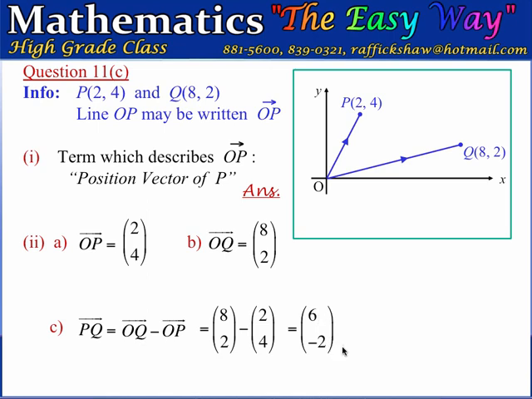And we can show this displacement vector PQ on the diagram. The displacement vector PQ is the vector from P to Q, and this is it. The displacement vector PQ is equal to 6, negative 2, and it would be such that to go from P to Q, we would have to go 6 units to the right and 2 units downwards. And so that is the answer for that part. Let's move down now to part 3.